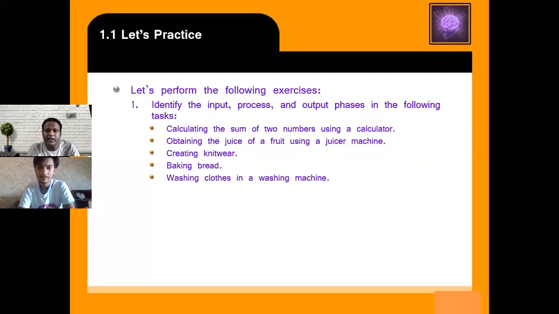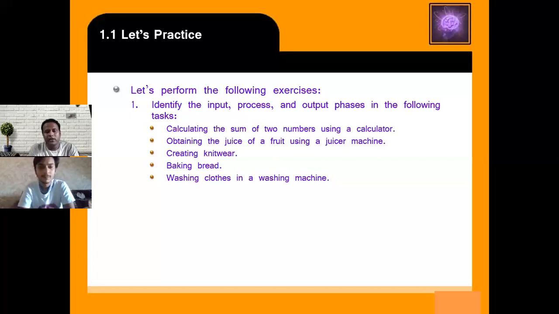Creating a sweater means woolen knitting. Your input is the wool. You are knitting, then you are processing with the needle. Then you are getting your output as a sweater.